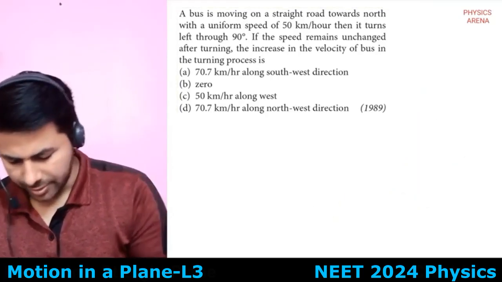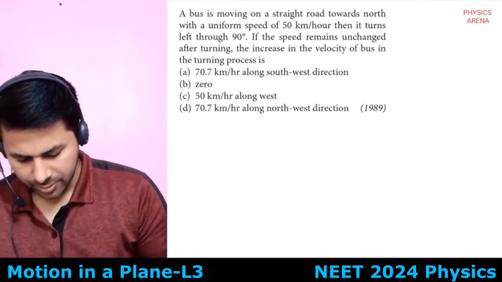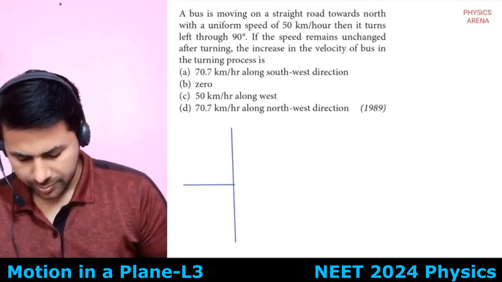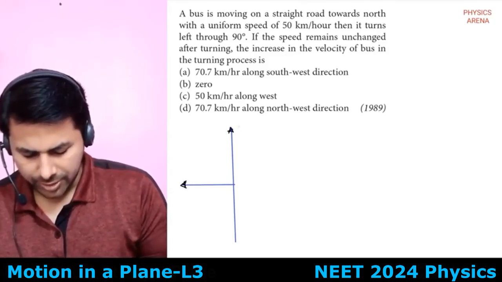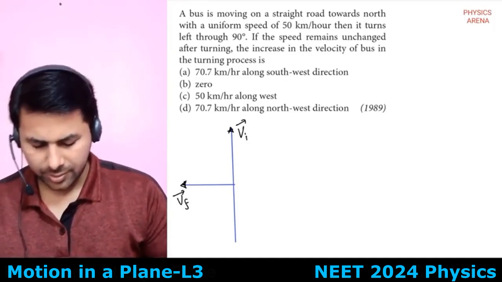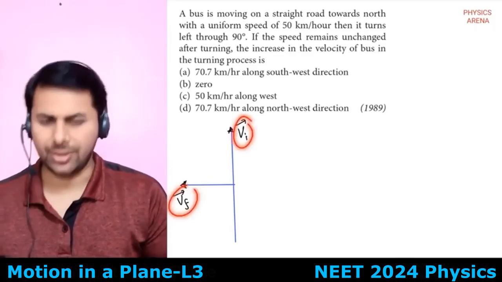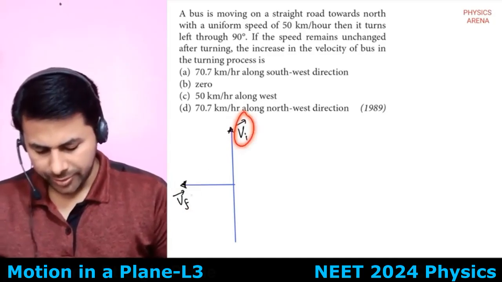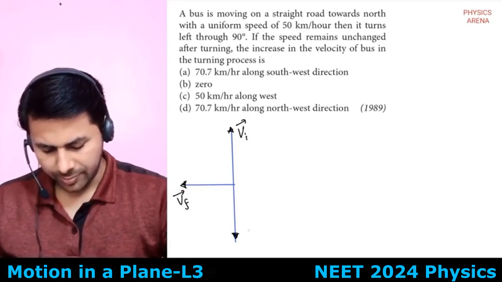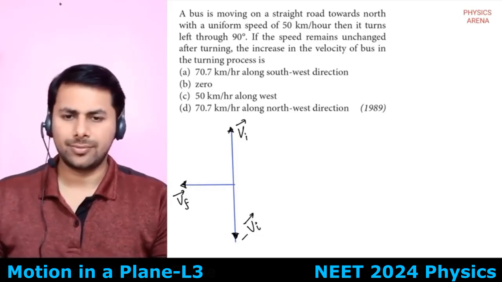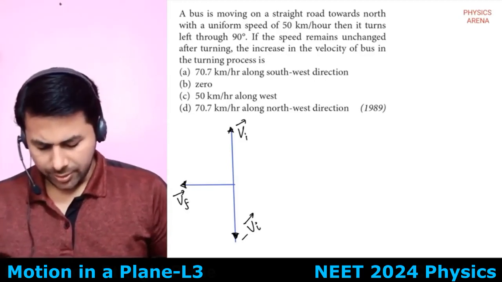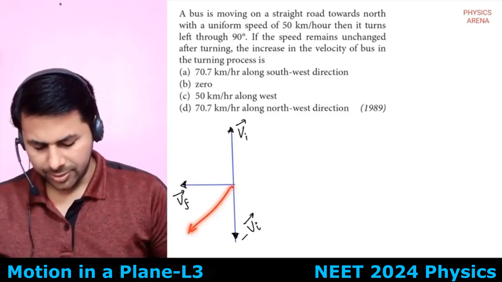Okay, let me redraw it here. So, initial is towards north. So, the initial velocity towards north, okay. This is final velocity. And you want final minus initial, okay. So, what will you do? This will be final and you want minus initial. So, you can draw it here. This will be minus Vi, right? Okay. So, now what will be the resultant of these two? It will be in this direction.